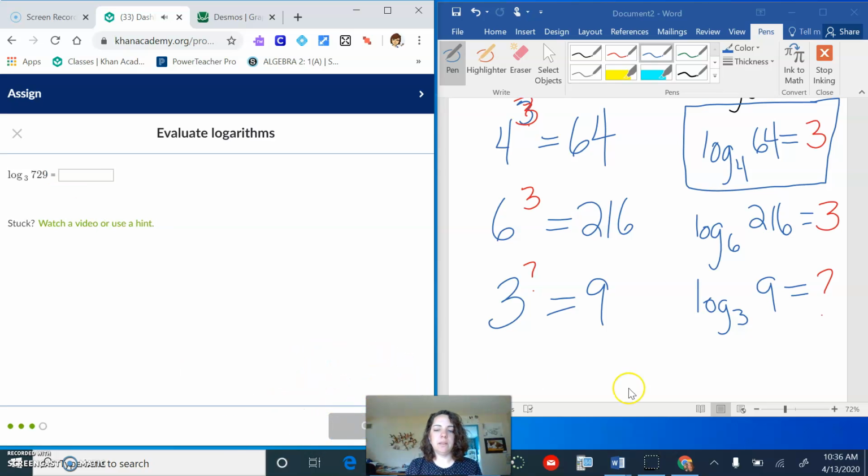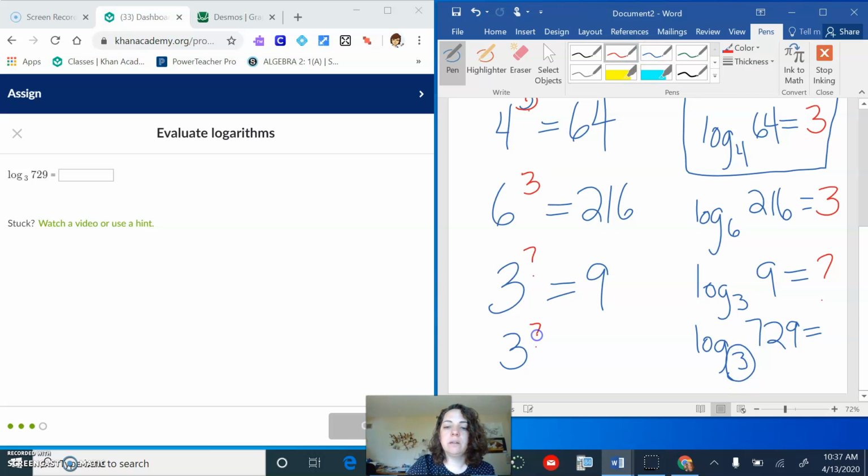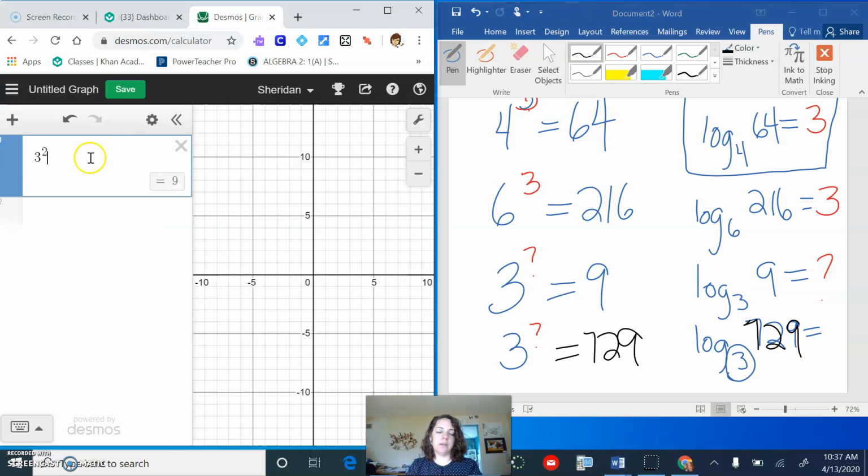All right, last one like this. So we have log base 3 of 729 equals, don't know, which means 3 is my base, because that's the little guy on the bottom. And the exponent, I don't know what it is yet. And it equals 729. That's this guy right here, right? So 3 to what power gives you 729? Not 2. Let's try something else. 3 to the third.